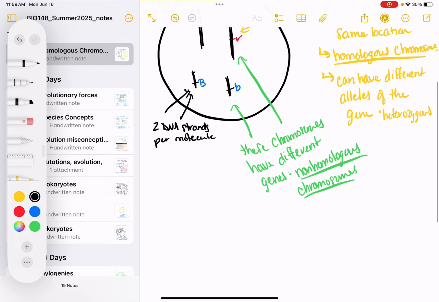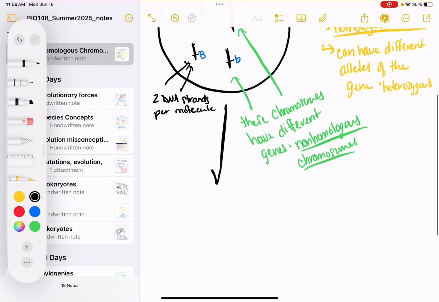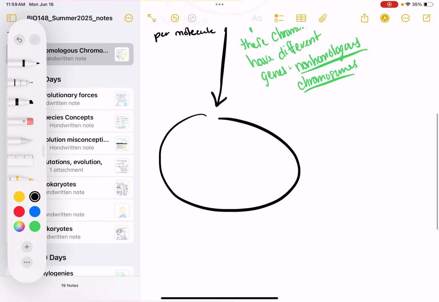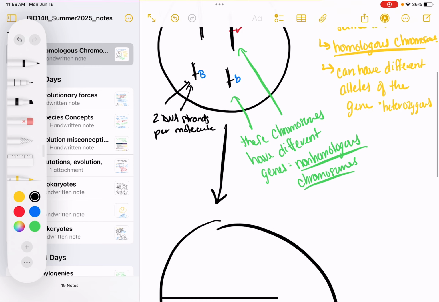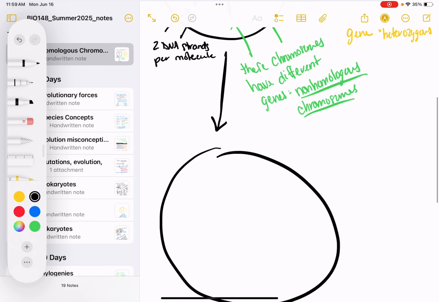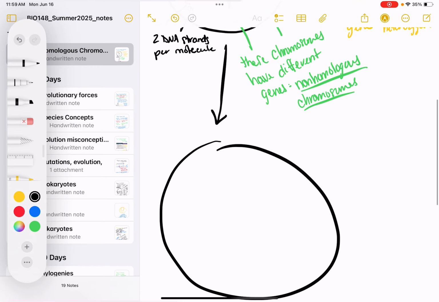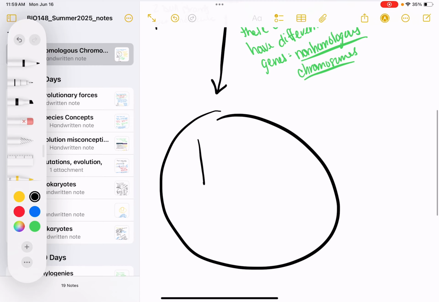And remember that these strands are going to separate during S phase. So during S phase, those strands are going to separate from each other. So here I have my R chromosome, my capital R. Here are my two different strands. I've got that R gene being encoded, that R allele being encoded on both of them.